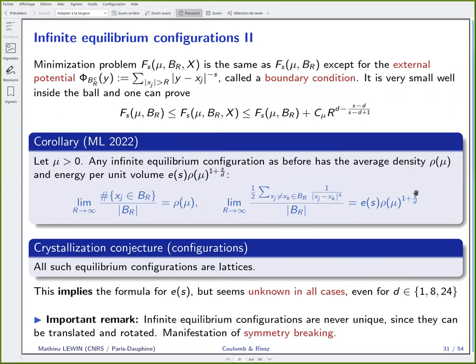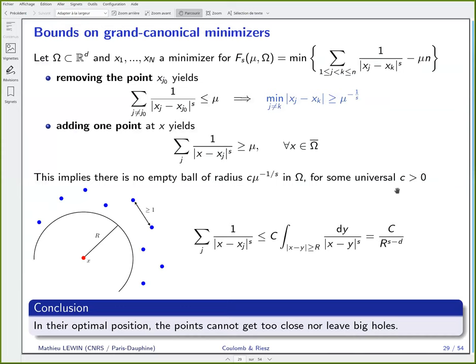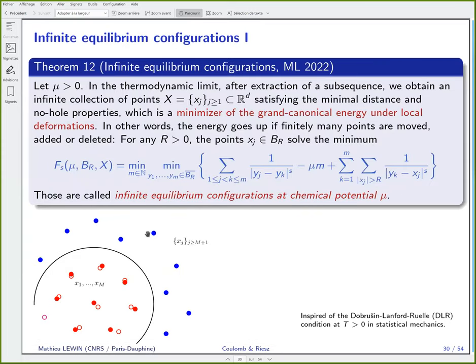Very good. So what can we say about these infinite equilibrium configurations? The first thing we can say is that they solve essentially the same problem as before in the ball, except that you have this additional potential, which is the potential due to the points outside the ball. But these points have a minimal distance to each other, and we have a short range potential, s is bigger than d. And so this is a very small effect.